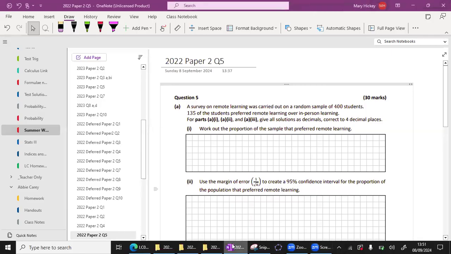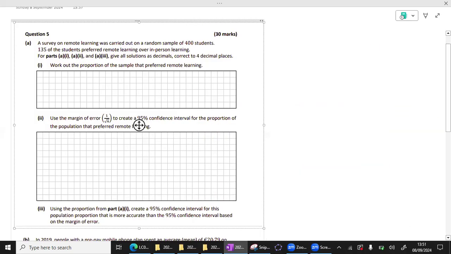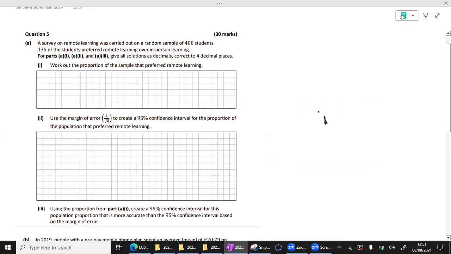So 2022 paper 2 question 5. Now you wouldn't have been able to do this over the summer, but now that we've covered stats 3, you should be able to do this question no problem, and it should be fresh in your mind as well.